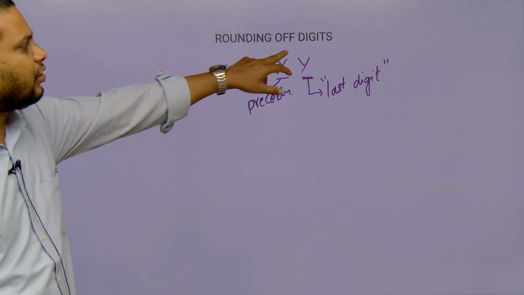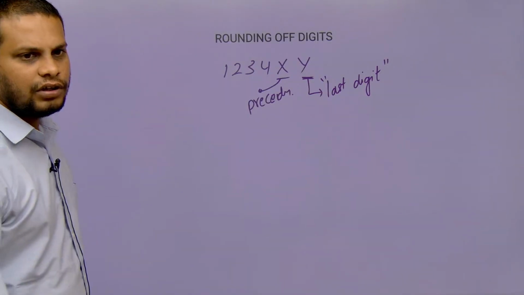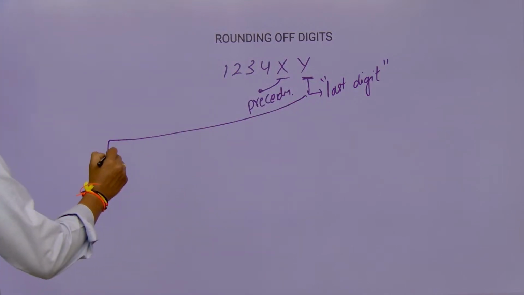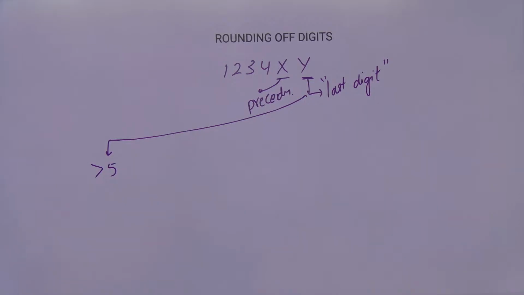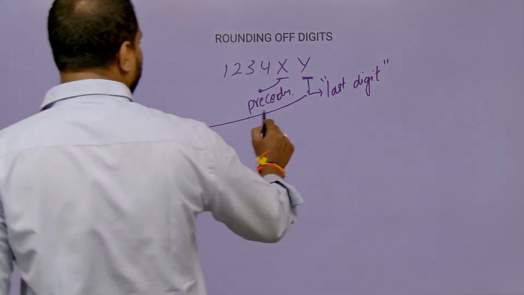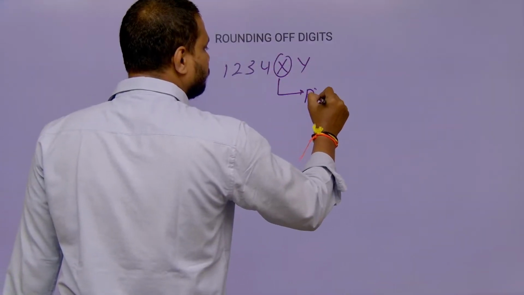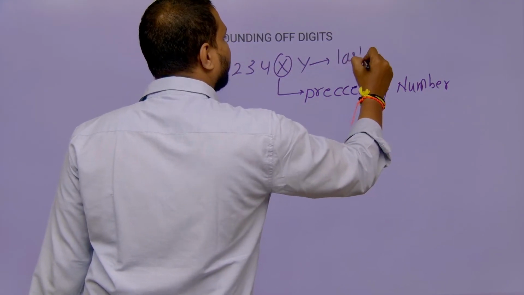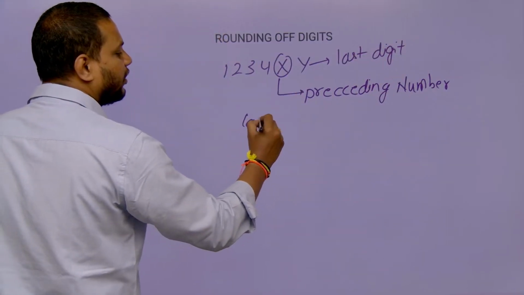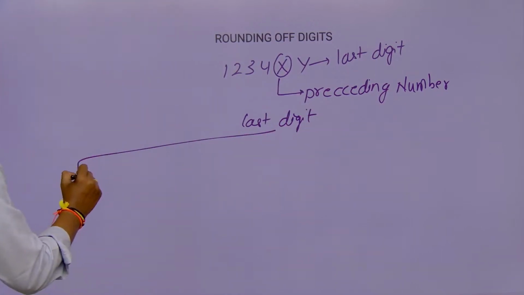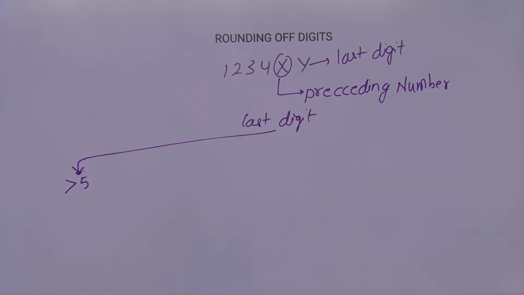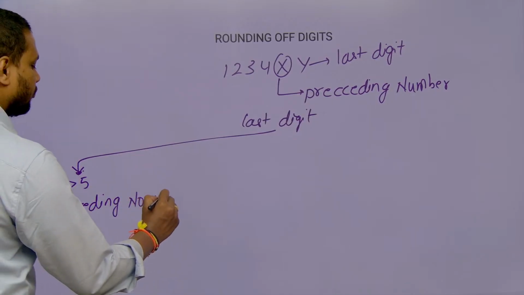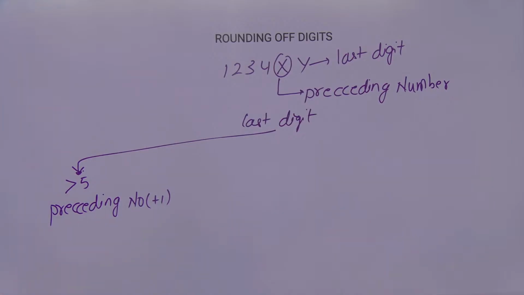Now rounding of digits depends on the last digit. Clear? Rounding of digits depends on the last digit. I'll take y as the last digit and x as the preceding number. For suppose if I take last digit y, and it is greater than 5, clear, if the last digit is greater than 5, then to the preceding number we have to add plus 1.